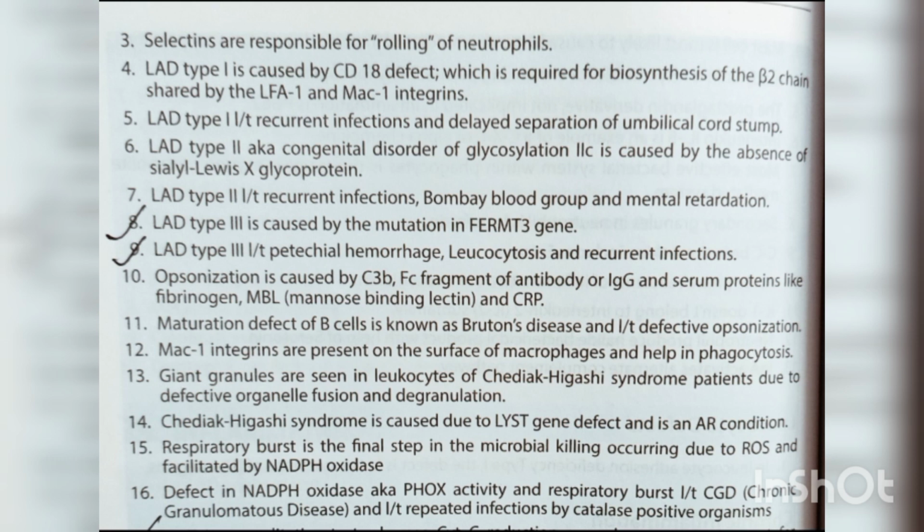Respiratory burst is the final step in the microbial killing occurring due to ROS and facilitated by NADPH oxidase. Defect in NADPH oxidase, also known as PHOX activity, and respiratory burst leads to CGD, chronic granulomatous disease, and leads to repeated infections by catalase-positive organisms.